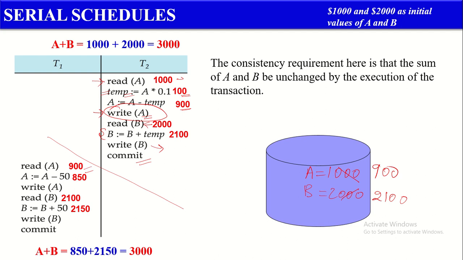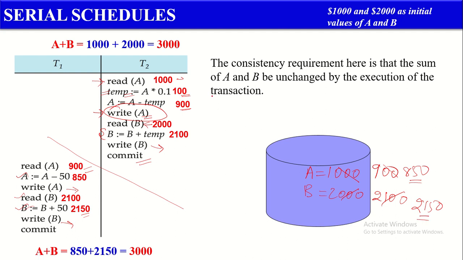It reads the value of A as 900. That is the latest value of A, right? After this operation, A becomes 850. Then the write operation on A writes 850 into the database. Then the read operation reads the latest value of B, that is 2100. Then after this operation, it writes the value of B. What is the latest value of B after this operation? 2150. So this is the value written into the database. So at last, A and B values are 850 and 2150.